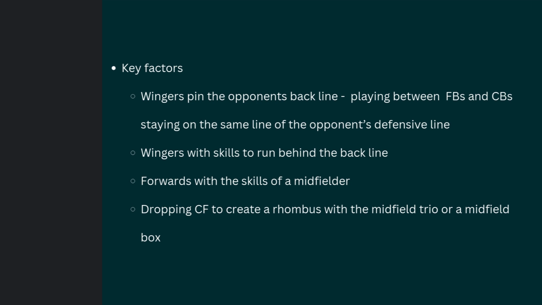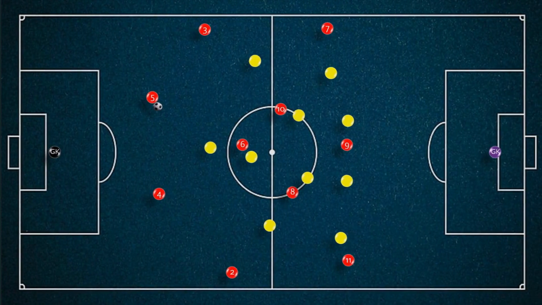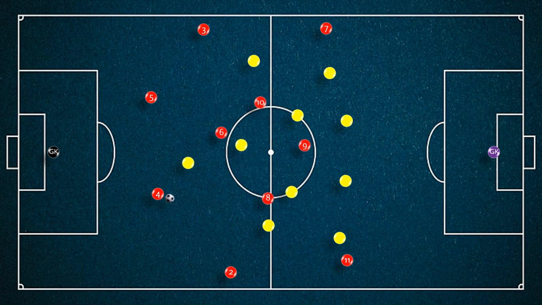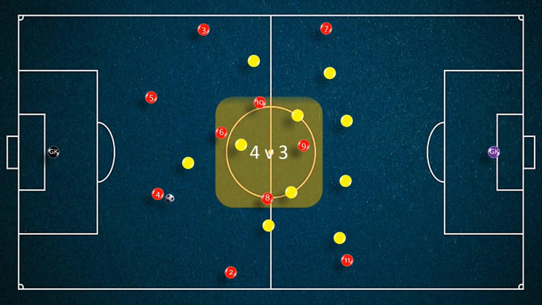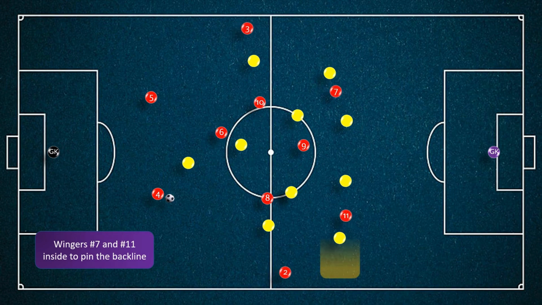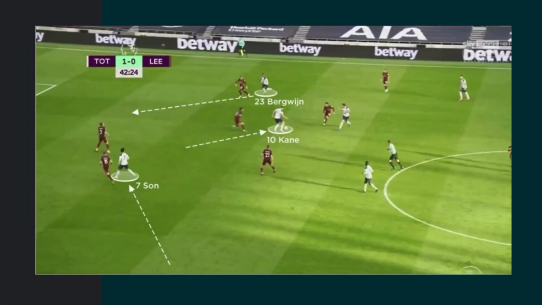The players pinning the backline must always be ready to run behind the opponent's backline. This will force the defenders to always take steps backwards and make it difficult to jump in the middle, giving the dropping forward time and space to receive the ball. Lastly, very important is the individual profile of the forward. He must possess excellent technical skills and spatial awareness, able to operate between the lines as an attacking midfielder.